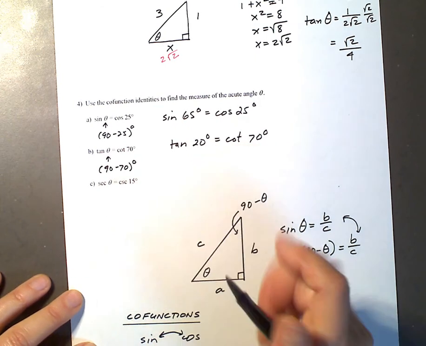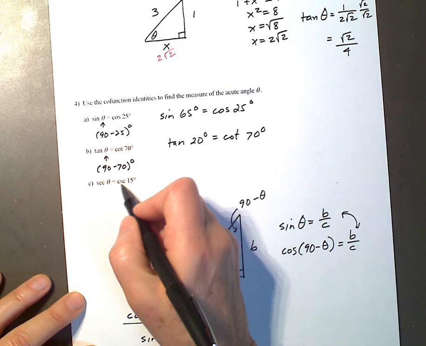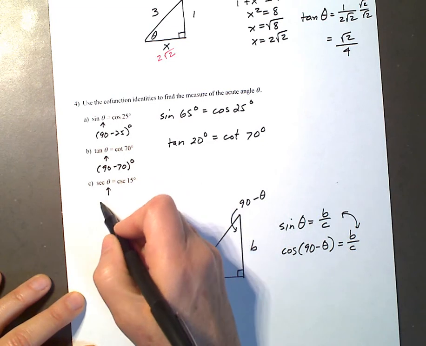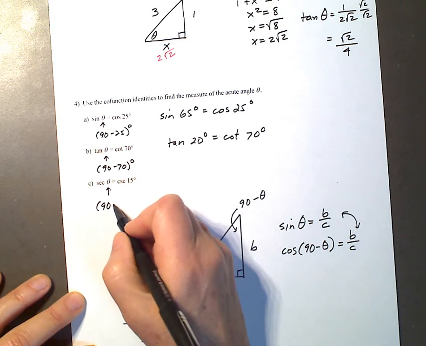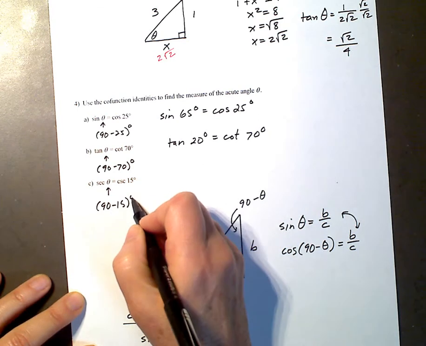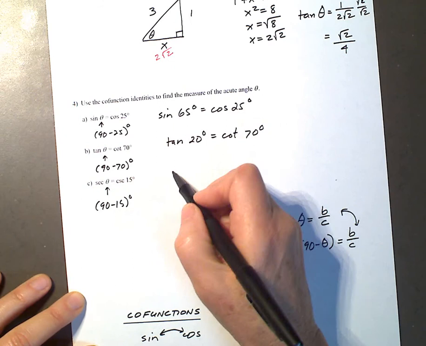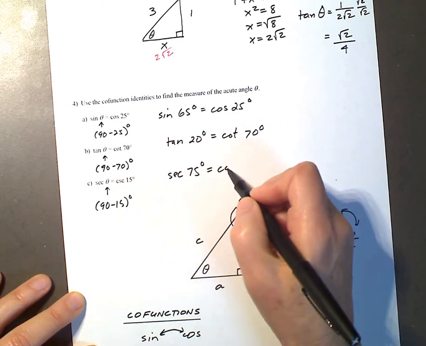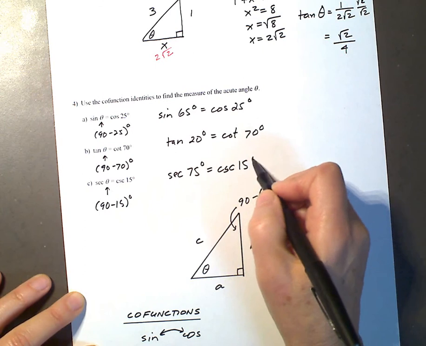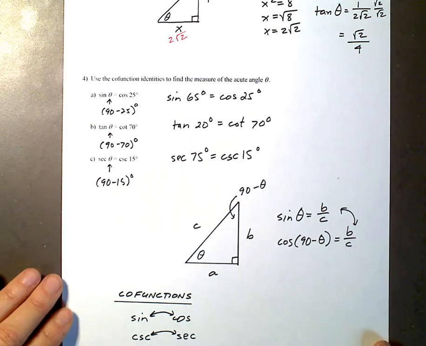Okay, so the cosecant of 15 degrees is going to be the same ratio as the secant of 90 minus 15 degrees. So this would be the secant of 75 degrees will be the cosecant of 15 degrees. So that's pretty easy to understand. That's cofunctions.